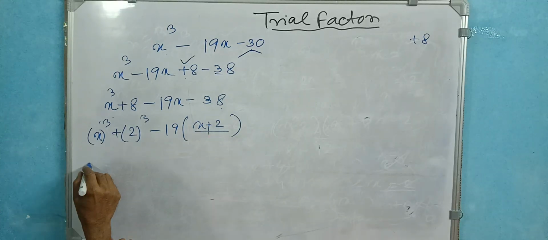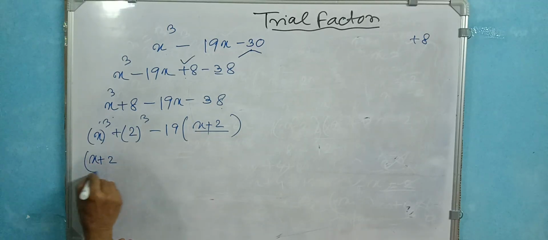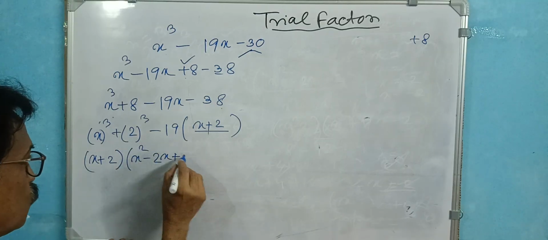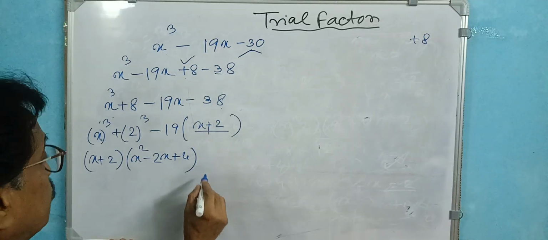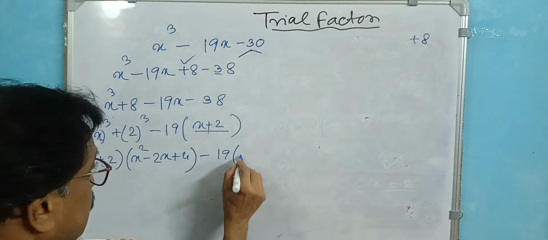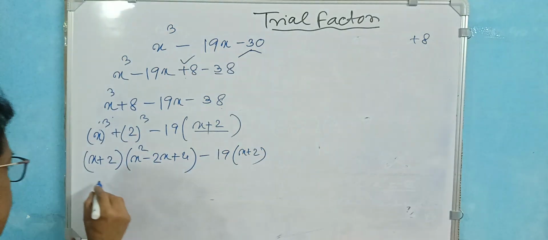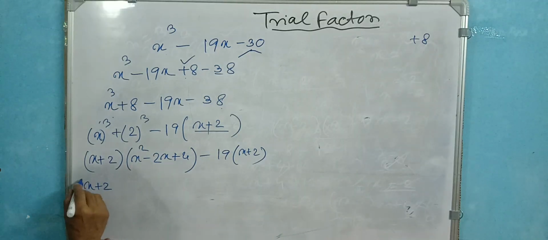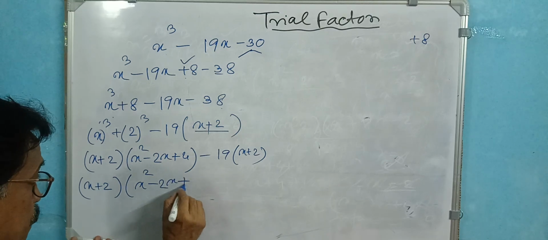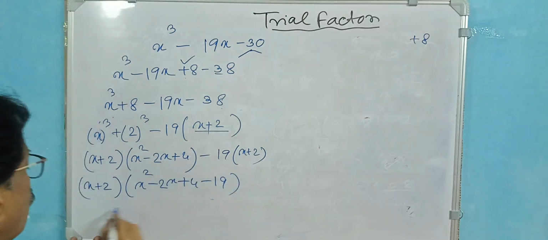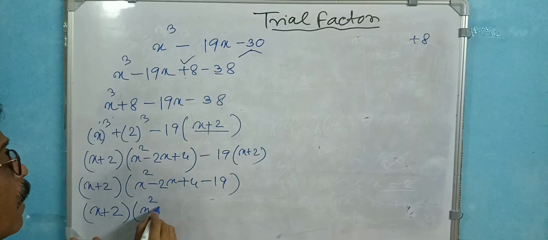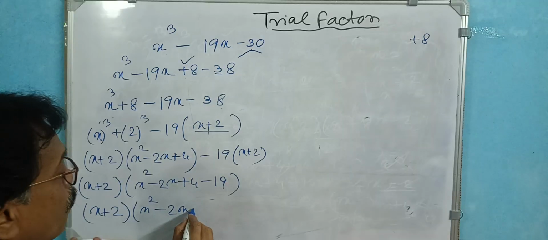So now this is x plus 2 times a cube plus b cube, that is a plus b times a square minus ab plus b square. 2 square means 4. And this is minus 19 times x plus 2. Okay, no problem. Now here x plus 2 is further common. This is x square minus 2x plus 4 minus 19. What is the ultimate answer? X plus 2 times x square minus 2x and this is minus 15.